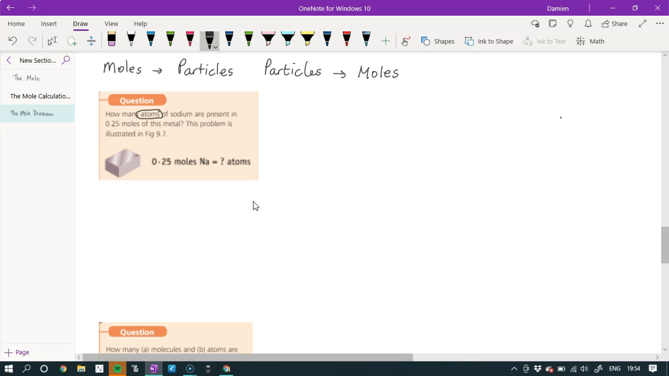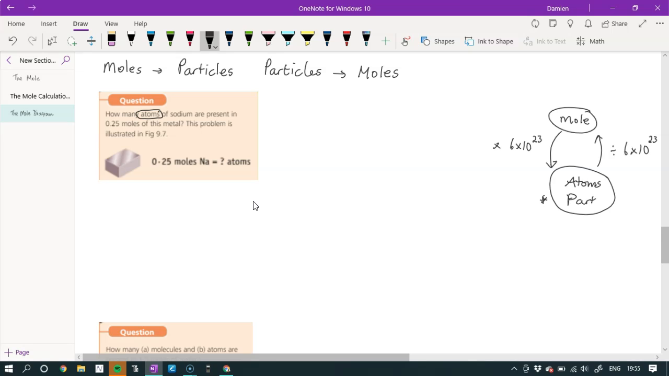And again, what I'll do is I'll just draw that section here. So atoms, particles, that stuff, just so we don't have to keep scrolling up. And if you want to go this way, you've got to multiply by 6 by 10 to the 23. And if you want to go the opposite direction, you divide by 6 by 10 to the 23. So how many atoms of sodium are present? So we want to be down here. So have we got the number of moles? We do.